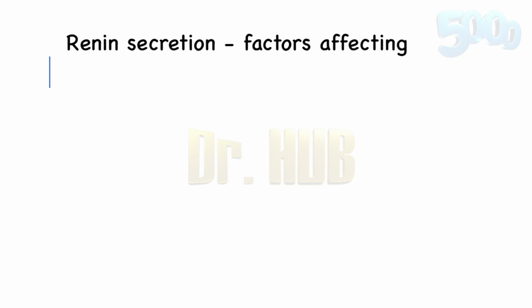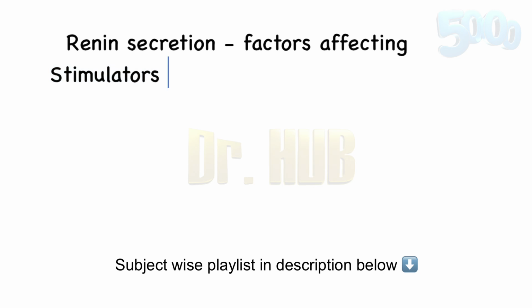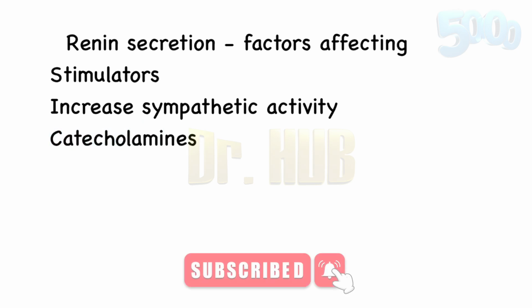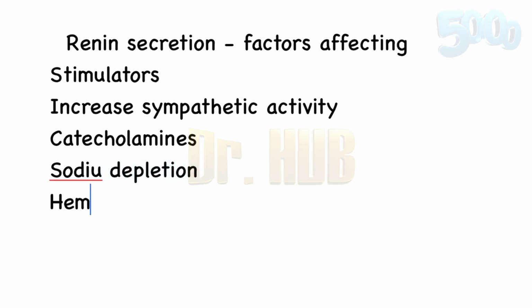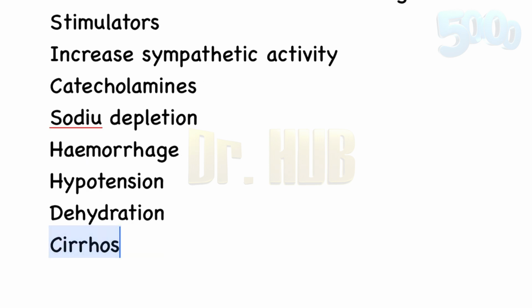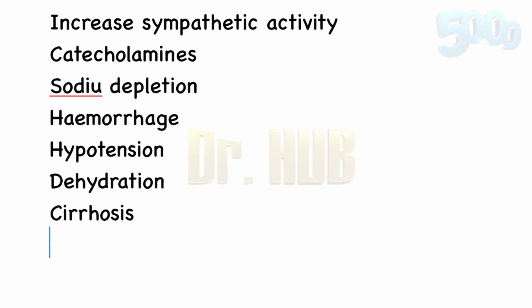Factors which affect the renin secretion. So factors affecting it include the stimulatory ones. Under stimulatory, there is an increase in sympathetic activity, and this is where the renal nerves, an increase in circulatory catecholamines, prostaglandins, sodium depletion, diuretics, upright posture, hemorrhage. Next comes hypertension, then dehydration, cardiac failure, cirrhosis, constriction of the renal artery or aorta, and various psychological stimuli.